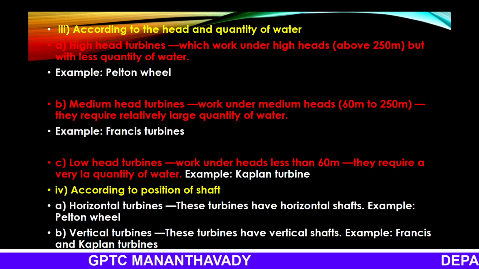First of all, let's discuss the working of a Pelton wheel turbine. These are the various components of this Pelton wheel turbine. Here you can see this is the penstock pipe that carries the water from the reservoir to the turbine inlet.